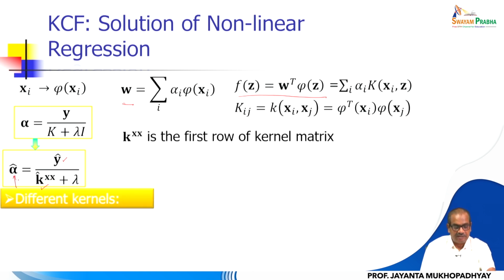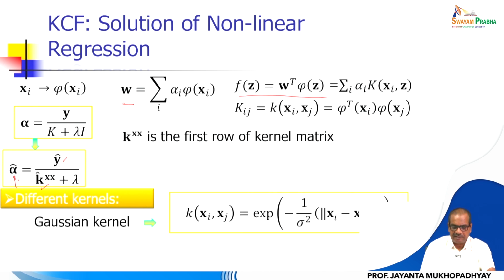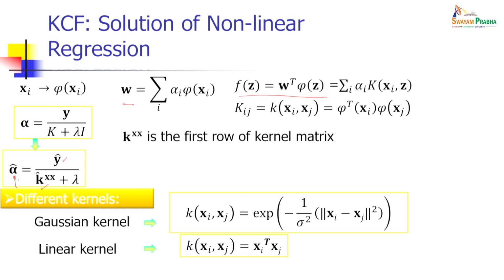As I mentioned, there could be different kernels, a Gaussian kernel or a linear kernel, and using them you can get this alpha. And once you know alpha, you take the inverse transform and you get this f(z). You can use it for tracking an object subsequently.